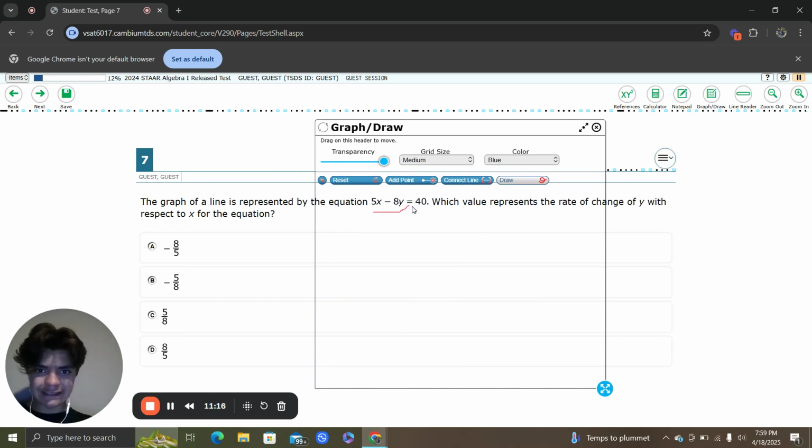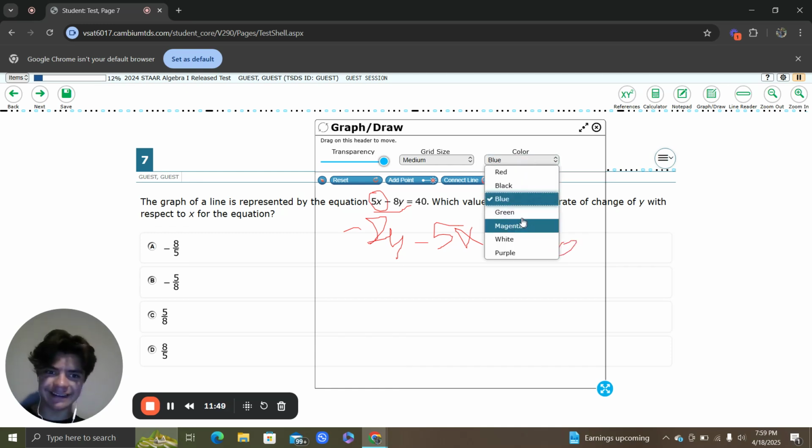So what you want to do is slide the x to be in front of the y, and turn it into the opposite. The opposite of a positive is a negative. So you keep negative 8y, minus, the opposite of a positive is a negative, minus 5x is equal to 40. I'm so sorry about the handwriting, guys.